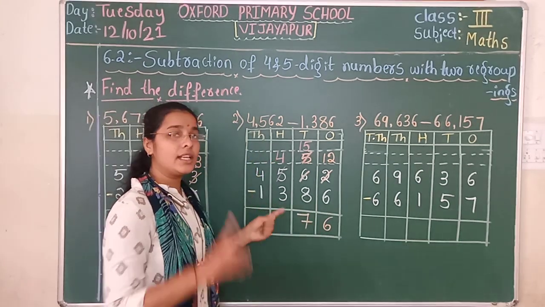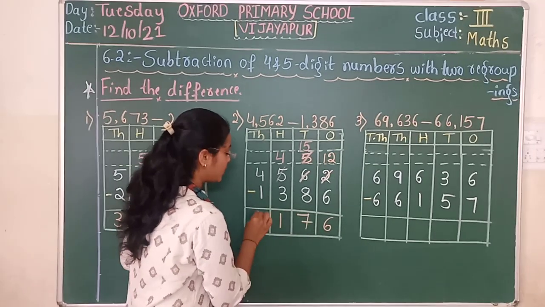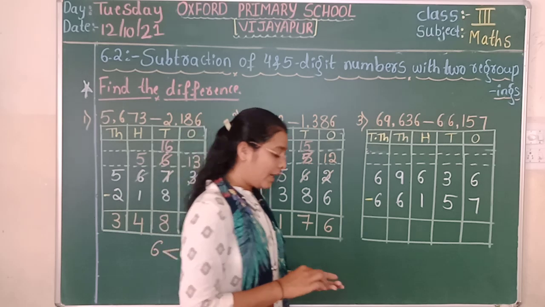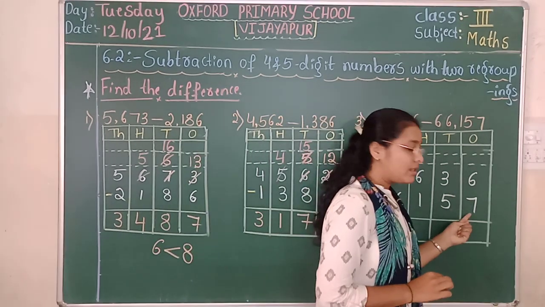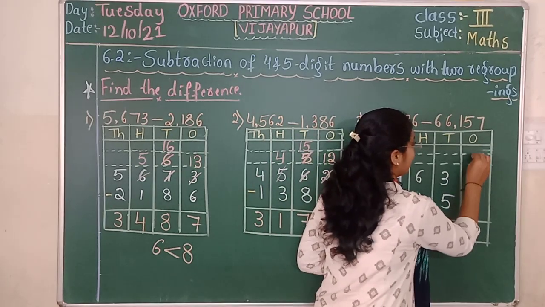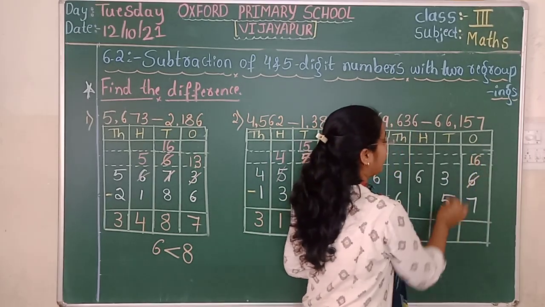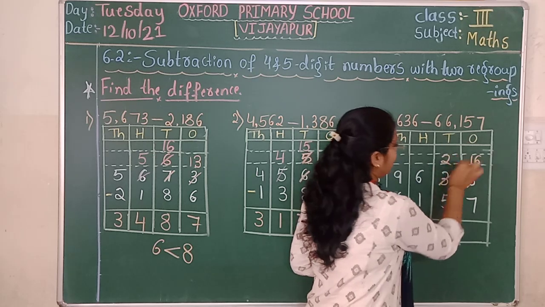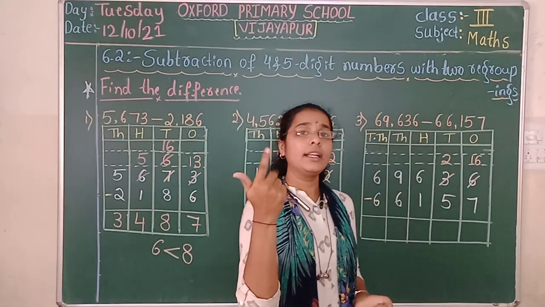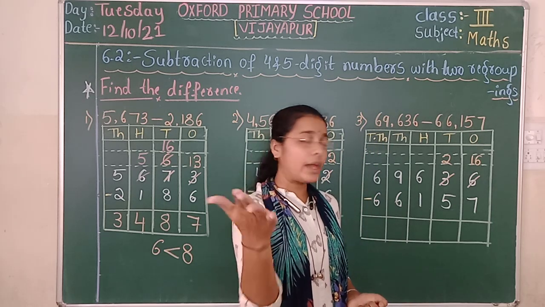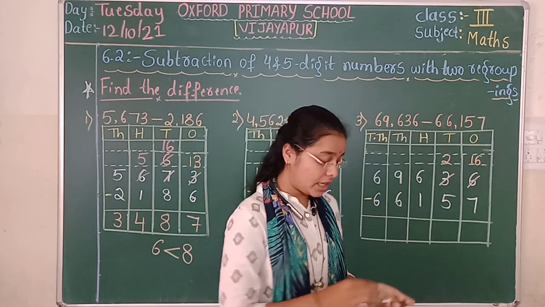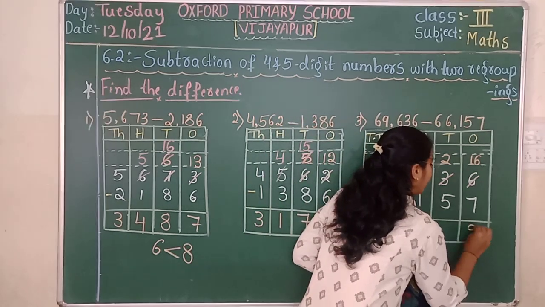4 minus 3 is 1. 4 minus 1 is 3. This is the difference. Next, 7 is a bigger number. We cannot subtract. So we will regroup this 6 as a 16 by making this 3 as a 2 here. After 7, 8, 9, 10, 11, 12, 13, 14, 15, 16. We counted 9 times.